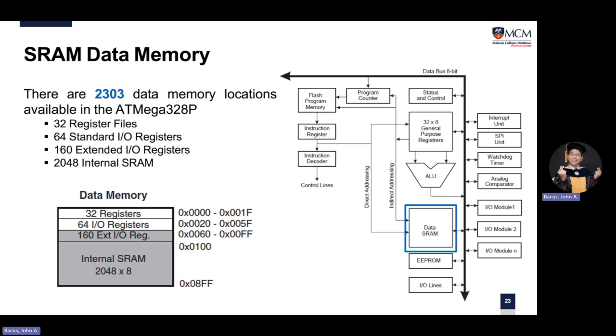SRAM data memory. SRAM, it's static, no? So there are 2,303 data memory allocations available in this microcontroller, the ATmega328P. We have 32 register files, 64 standard I/O registers, 160 extended I/O registers, and 2048 internal SRAM. So it's pretty much very huge when we compare it to other microprocessors.